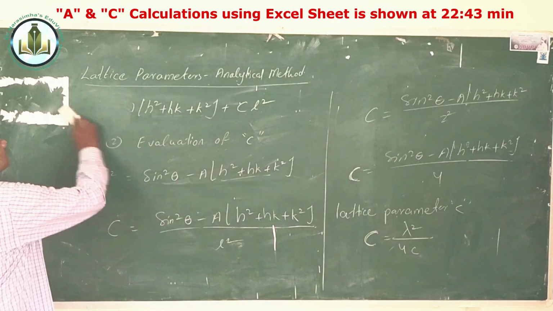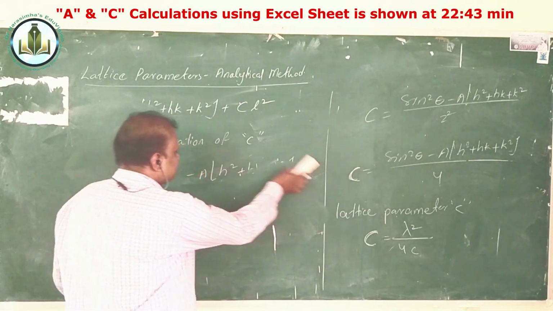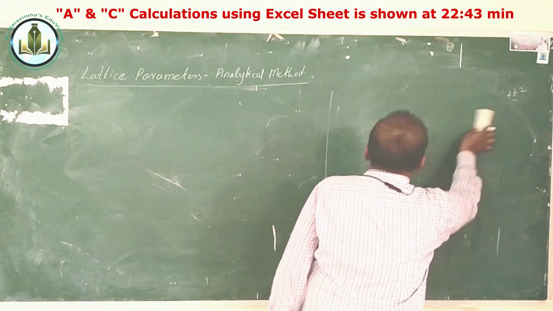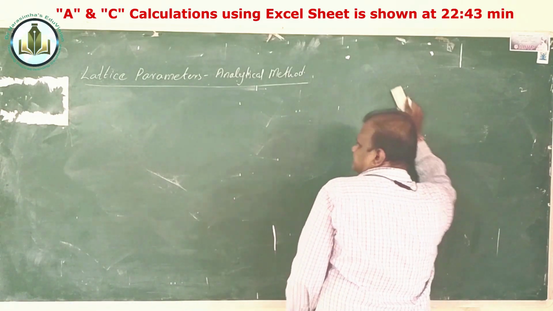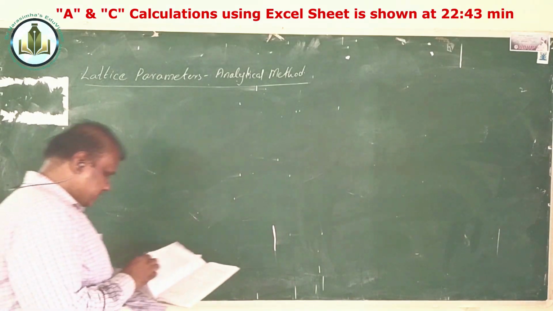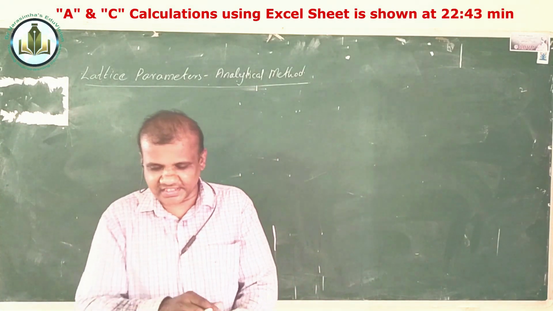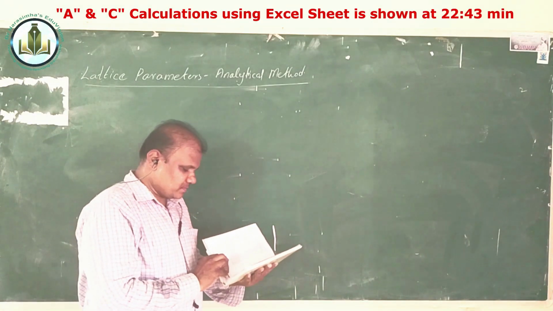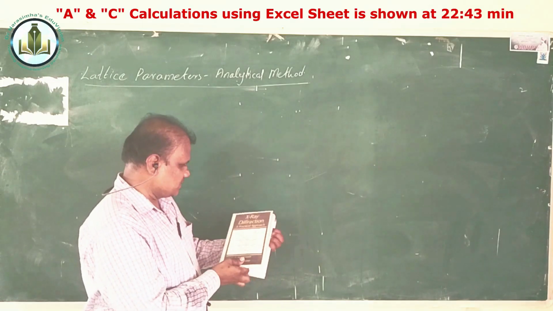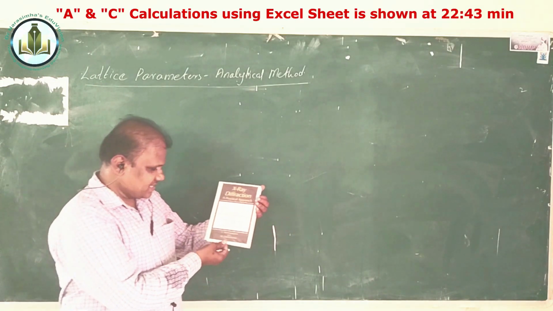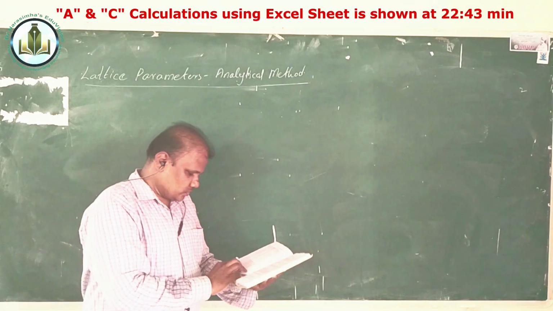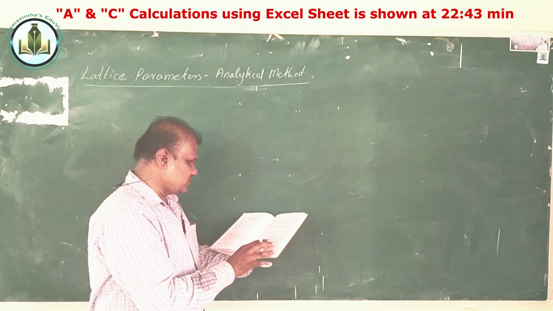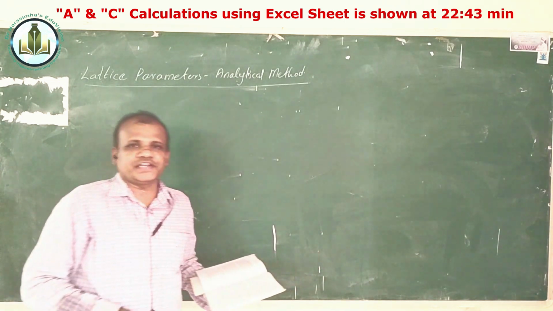Okay, I am going to show you the Excel sheet table in which you can find the value of capital A and the value of capital C. Depending on these capital A and capital C values, you can find the lattice parameters. Here I am going to take an example to explain how to calculate the lattice parameters A and C of a hexagonal structure. For this purpose, I am going to take the help of the book X-ray Diffraction, a practical approach by C. Subramaniam. This is the first edition, in which at page number 132 you are going to find a problem.